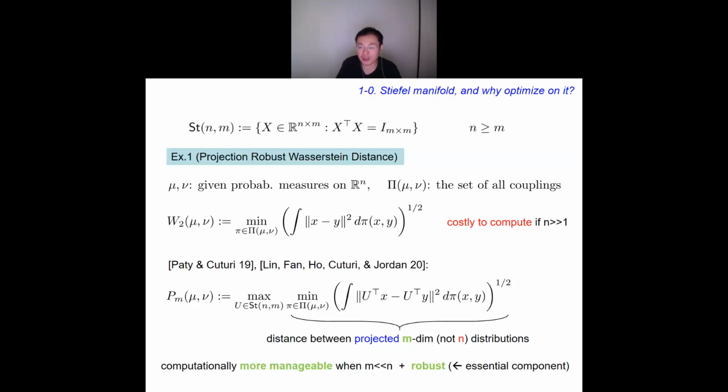But if you believe there's a low dimensional structure and then do the projection, you will automatically delete the outliers. You will get rid of the outliers, and then the result will be more robust. So that's roughly speaking the intuition. But again, you have to do a maximization over this projection, which is represented by an element in the Stiefel manifold, corresponding to an orthonormal basis of the m dimensional subspace. So again, you have to do this optimization, and you have to be exactly on the Stiefel manifold.